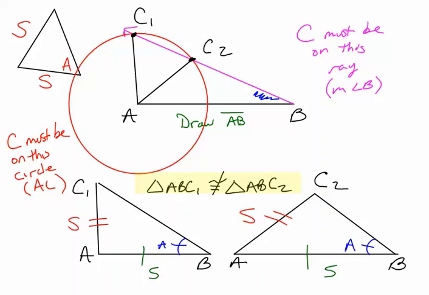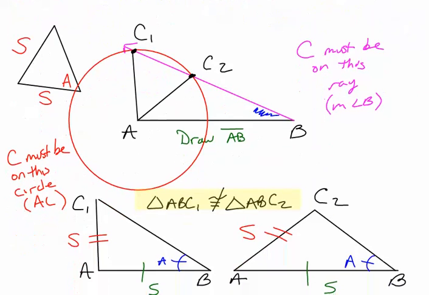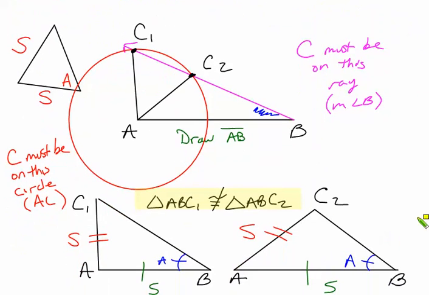So the answer to this question, how many completely different triangles can be formed given side-side angle? It could be two, and as we discussed in class, it could be one or it could even be none. But the key problem is that there could be two triangles. So this would not work to justify that triangles are congruent. This is what I would need to see on the test as explanation.